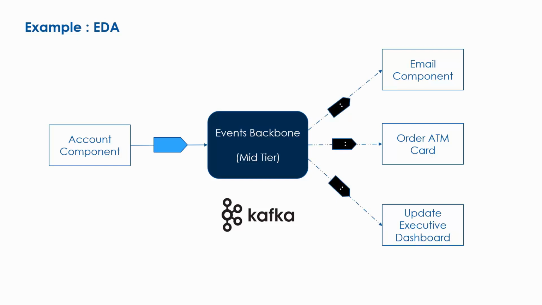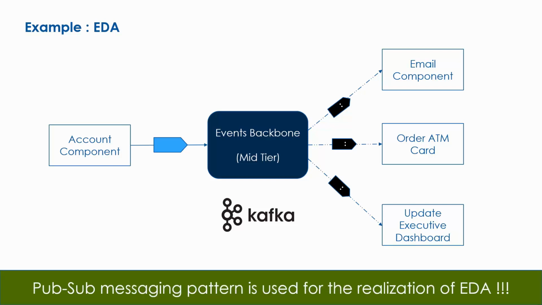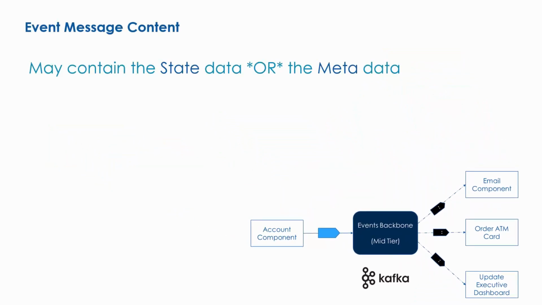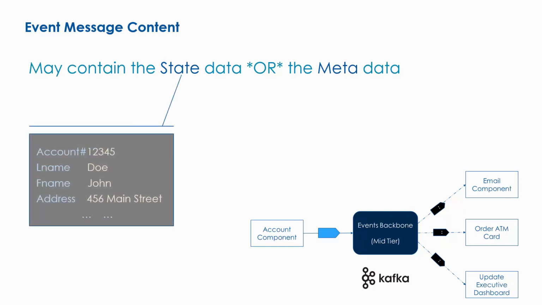Now if you're thinking that this is the same as the pub/sub messaging pattern, then you are right. Pub/sub messaging pattern is commonly used for the realization of event-driven architectures. Next, let's talk about the data in the event messages. The content of the event message may be the state data or the metadata. In the case of the new bank account example, the state data will be all of the information related to the new account. So the consumers receiving the message representing the event will get all of the relevant state data, and they can carry out the processing using the state data that they will receive in the event message.